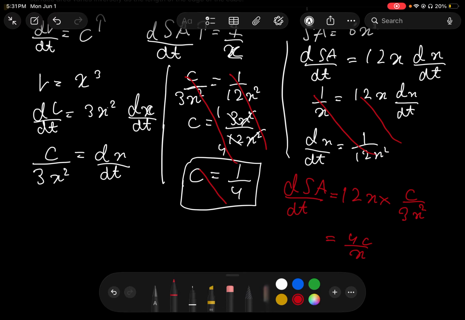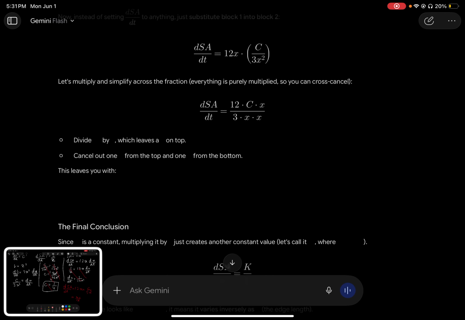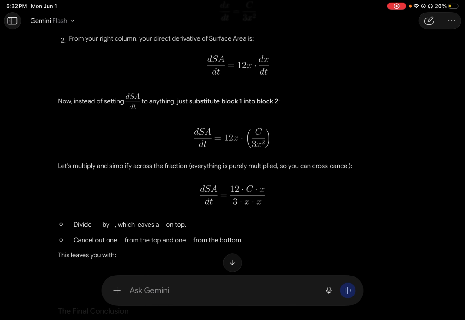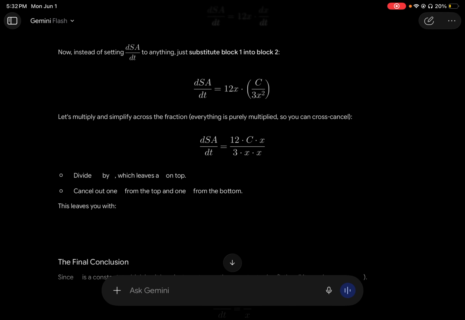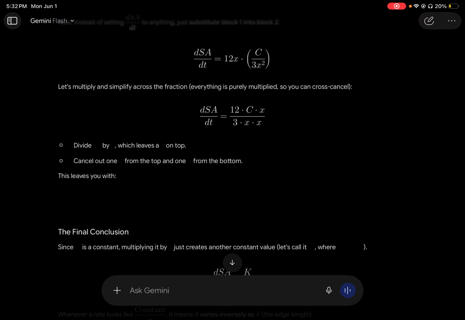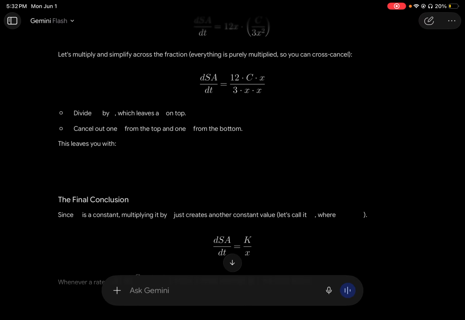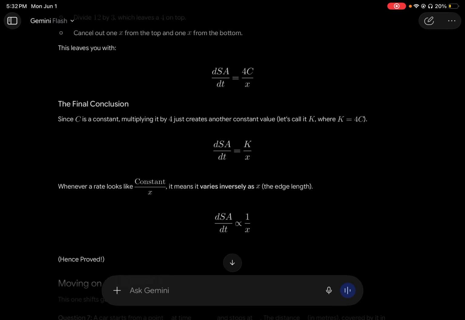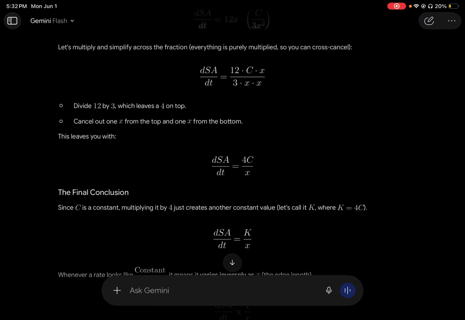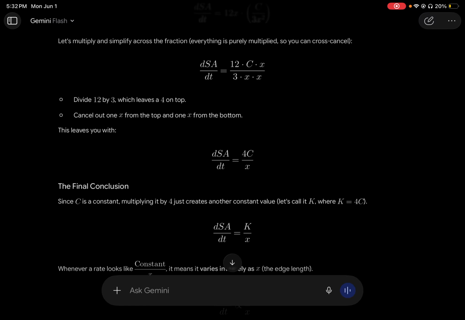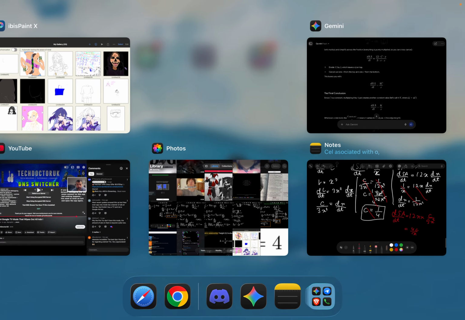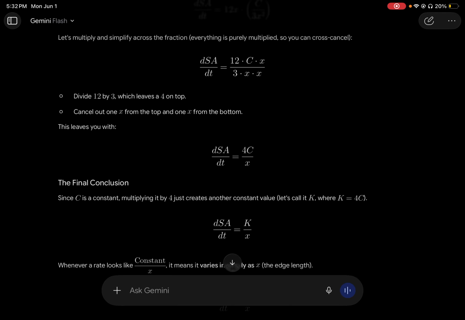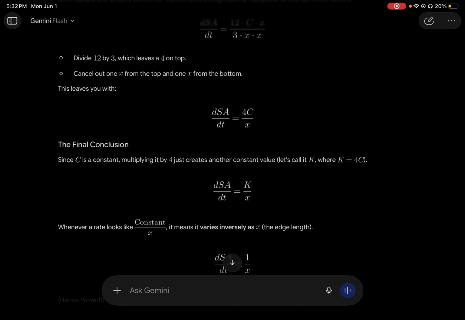ChatGPT. Okay. Yeah, you put these values in. 12. Yeah. Dude, I cannot read whatever your black is, bro. Yeah, 4c upon x. Okay, I got that. Okay, what do we do now? Divide. Yeah, I know math, bro.